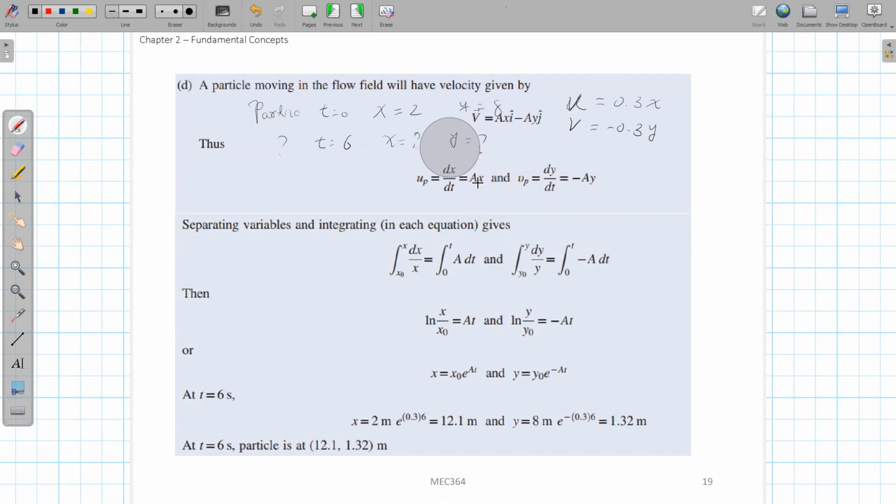So it's just an integration process, based on our dynamics class. With this velocity, where will x be, and where will y be? We just need to solve this equation. Because u is defined as dx/dt, we have dx/dt equal to 0.3x and dy/dt equal to minus 0.3y. We simply integrate from the initial state x0, which equals 2, and y0, to the unknown x, and from 0 to t equal to 6 seconds, and then we can find what x will be.